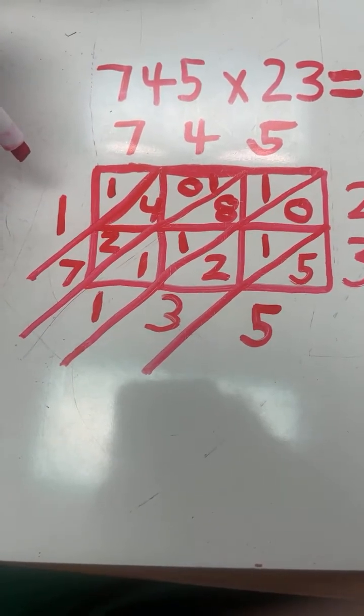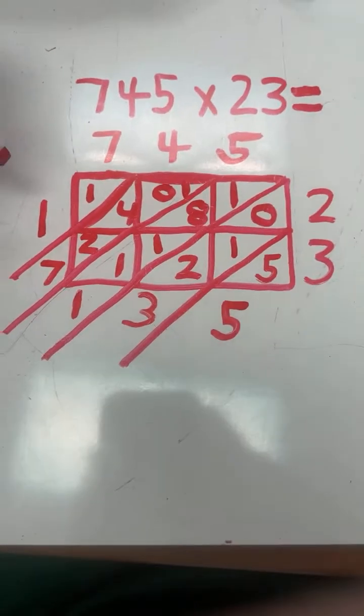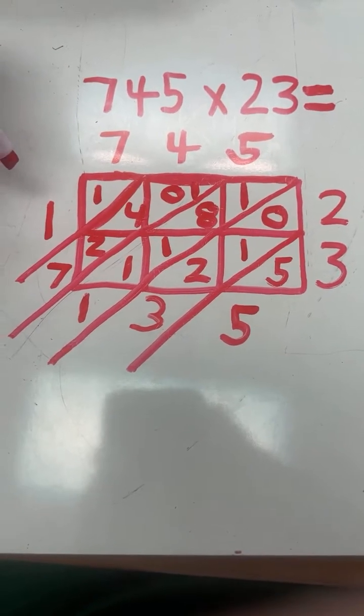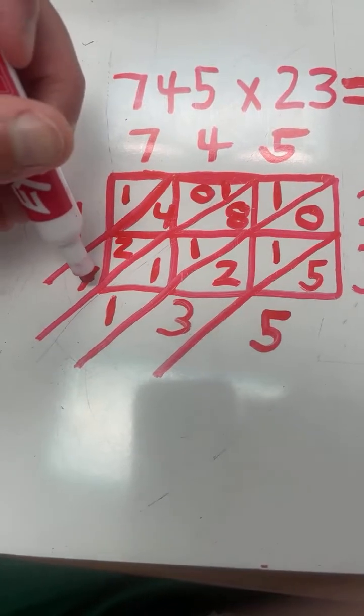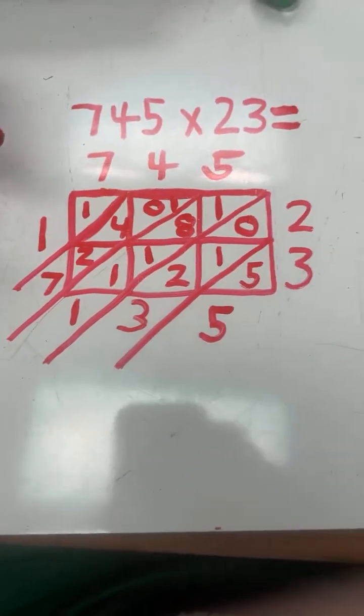And now we just read the number from left to right. So we have 745 times 23 equals 17,135.